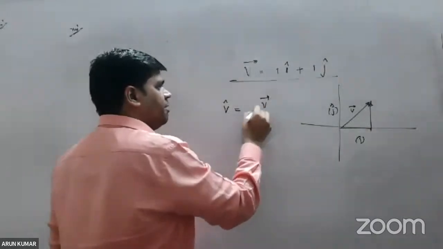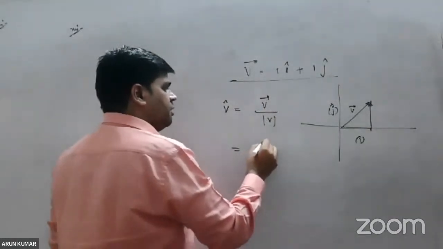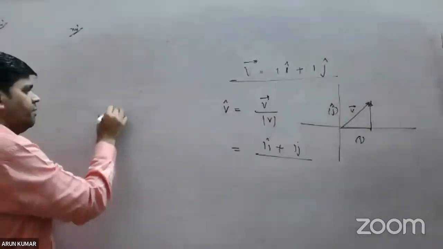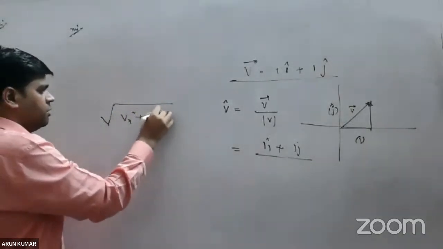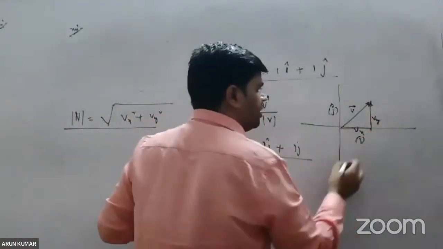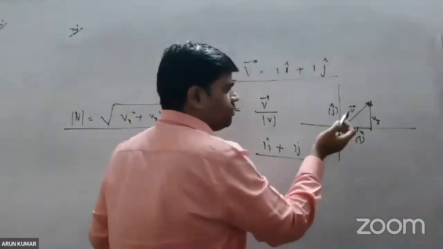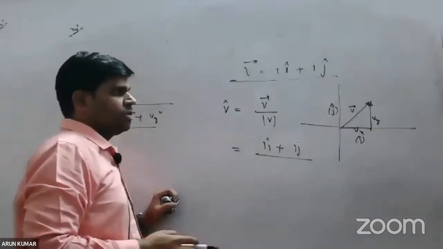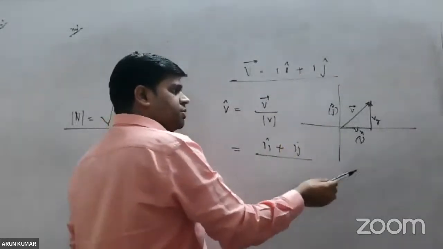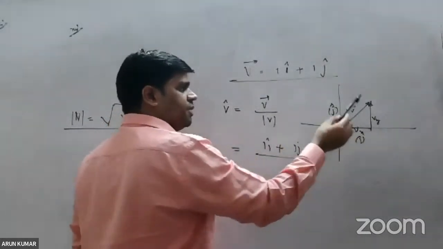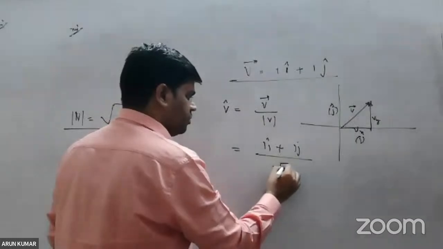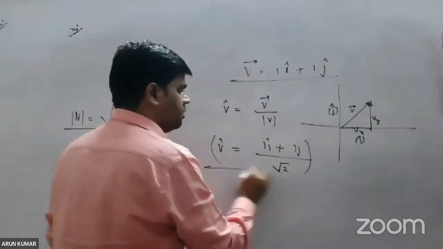So that would be V bar by mod V. That is nothing but 1 I cap plus 1 j cap by mod V. What is mod V? We have seen it is root of Vx square plus Vy square. Look at this. This is Vx, this is Vy. What is the length of this vector? This square plus this square under root. Pythagoras theorem. That vector divided by the length of the vector gives me the unit vector in that direction. So the length is root of Vx square plus Vy square, which is 1 square plus 1 square under root. That would be root 2. So this is my unit vector along that particular direction.